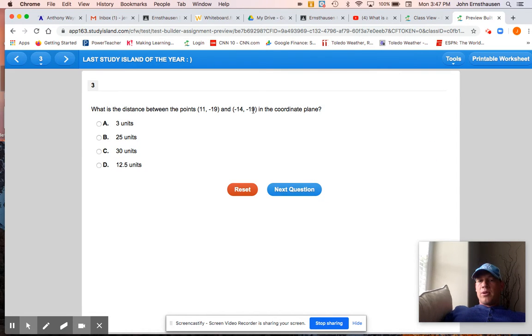What is the distance between the points? We've done a bazillion of these this year. What's the same? The Y is the same. So how far apart are the X points?